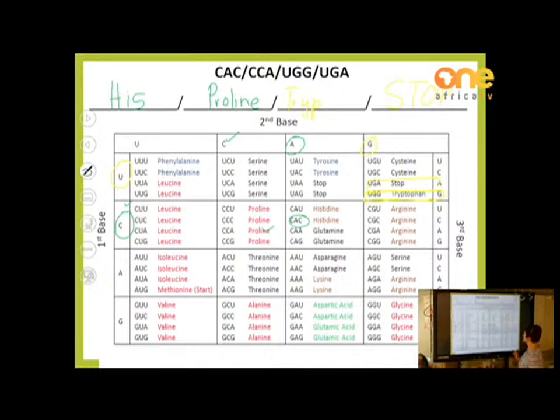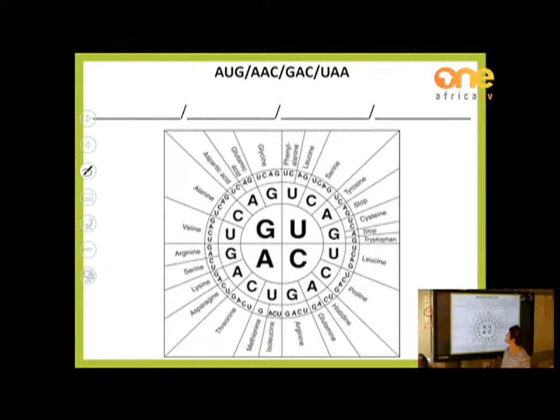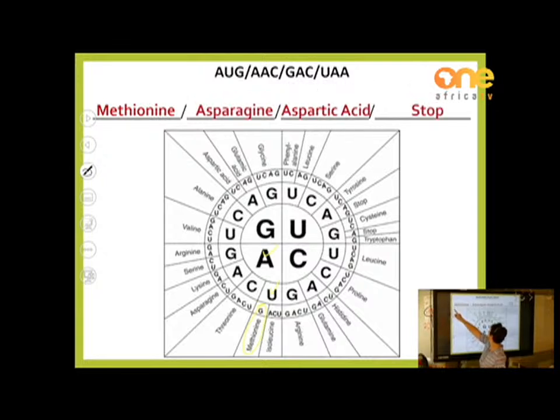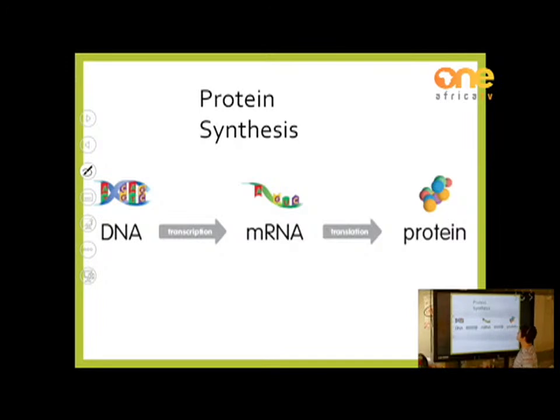Right, then the next one is a different type of chart to help us, and we start in the middle. A-U-G. Aha. So the first one will be methionine. Again, you can try and find them on your own, and then play the video again to see. There we see methionine, asparagine, aspartic acid, and then a stop.